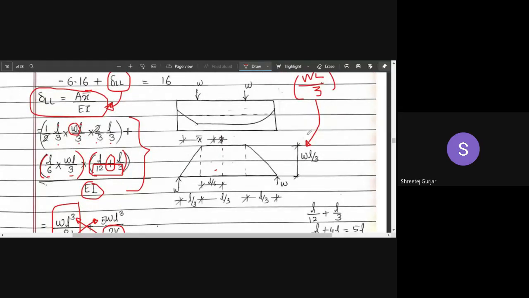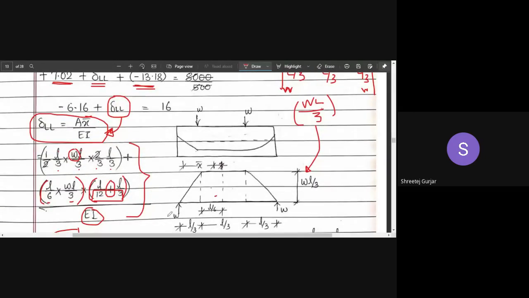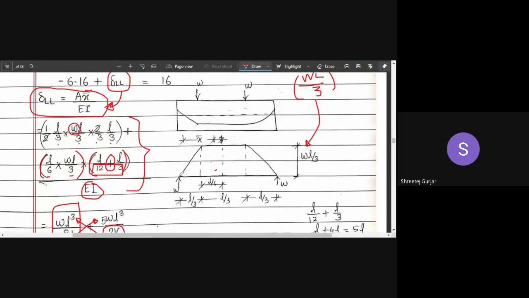Have you understood how we got WL by 3? Yes, sir. Okay. Because it is a point load, the variation is triangular, it is going straight. Then WL by 3 is constant from here to here, and from here to here it is decreasing and becoming 0 at the support because it is a simply supported beam. So this is how you can draw your BMD.